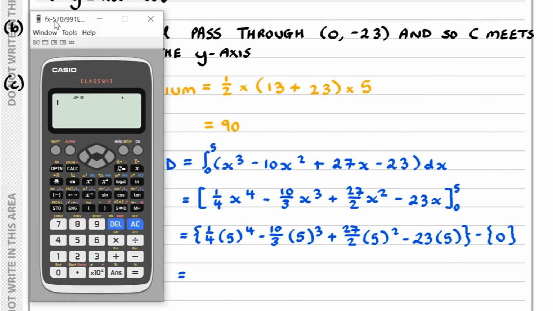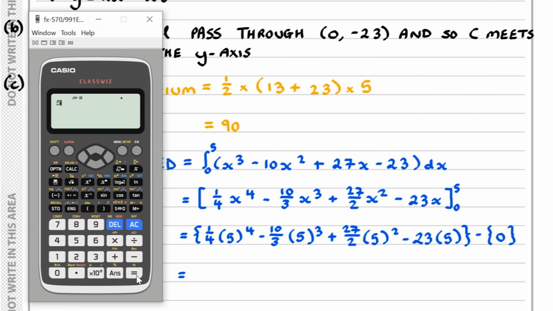So if we work all of this out, we have 1/4 lots of 5 to the power of 4 minus 10 over 3 lots of 5 to the power of 3 plus 27 over 2 lots of 5 squared minus 23 lots of 5. We get an area of 455 over 12. Of course, we take the magnitude of this because we have area.